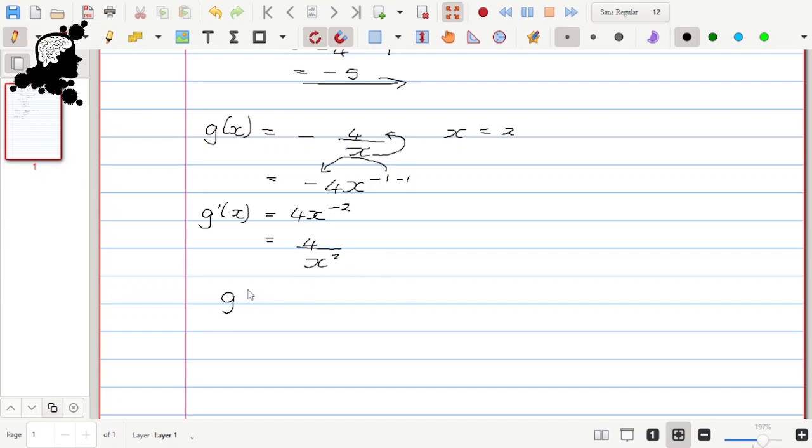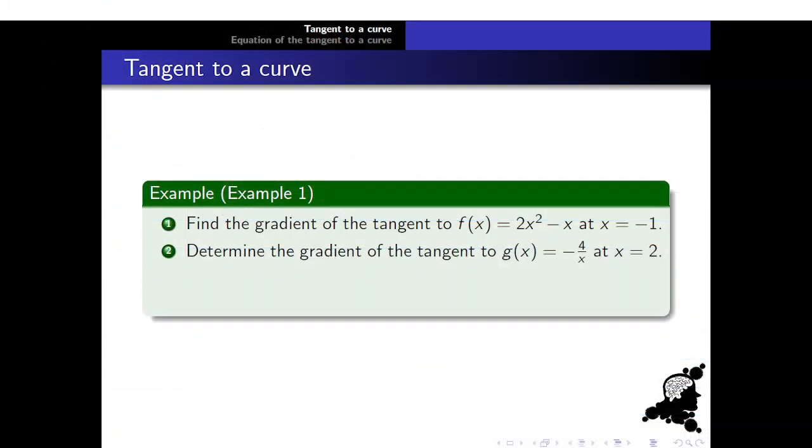And now we can get the value of the first derivative at x is equals to 2. This is 4 over 2 squared, which is just going to give me 4 over 4. The gradient of our tangent is 1. Wonderful. Life is great. Let's have a look at the next question.